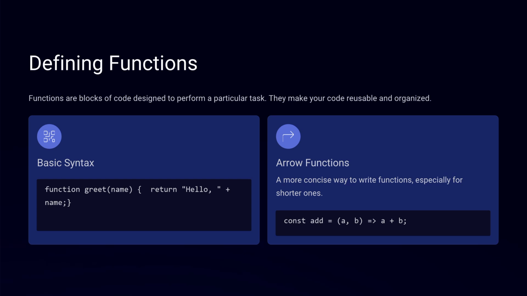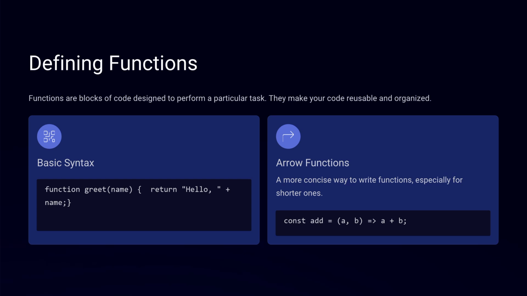There's also a shorter syntax called arrow functions. Now let us look into the example. It is a more concise way to write functions, especially for the shorter ones. Like const add = (a, b) => a + b. Functions keep code reusable and organized.